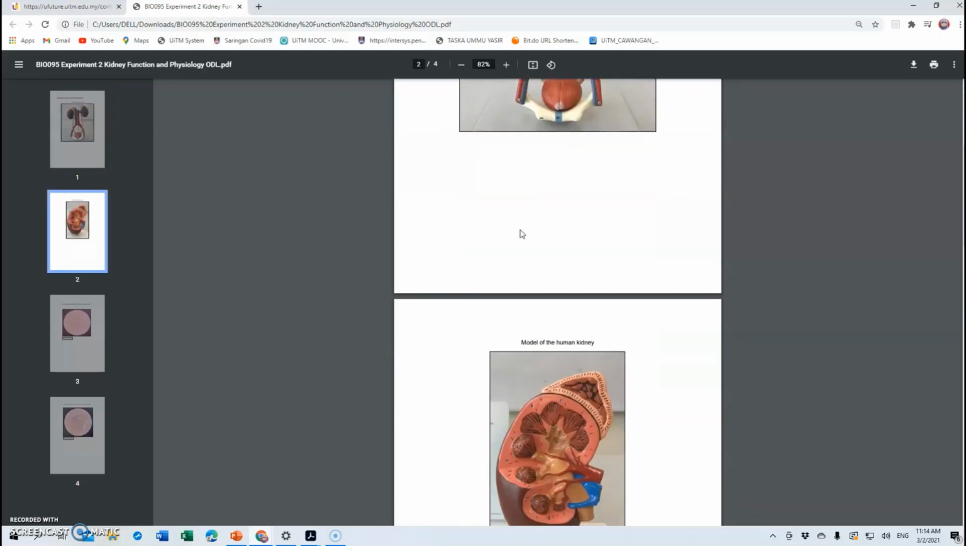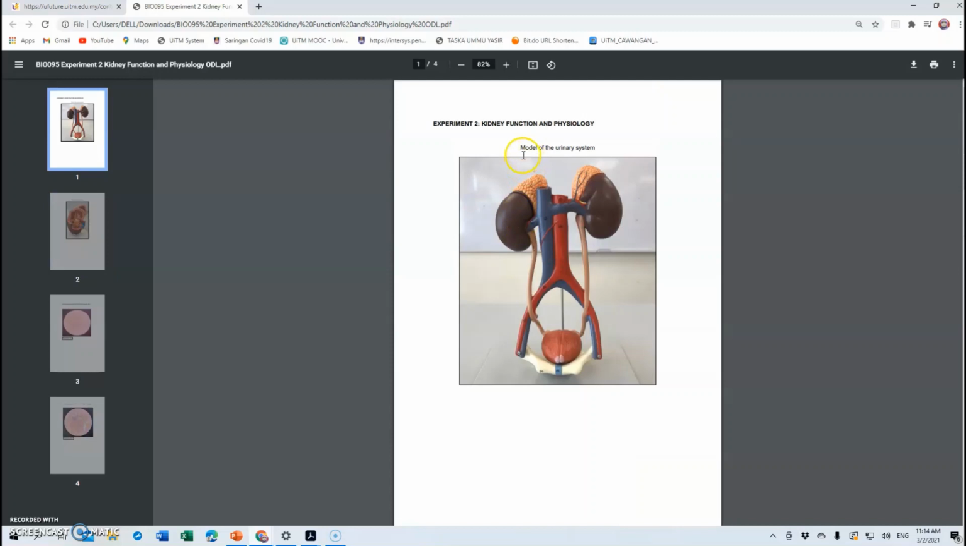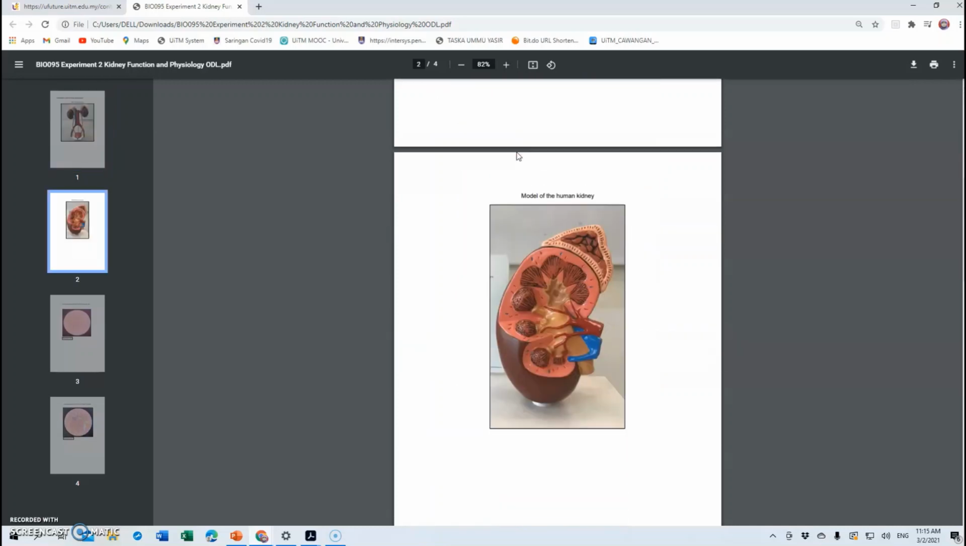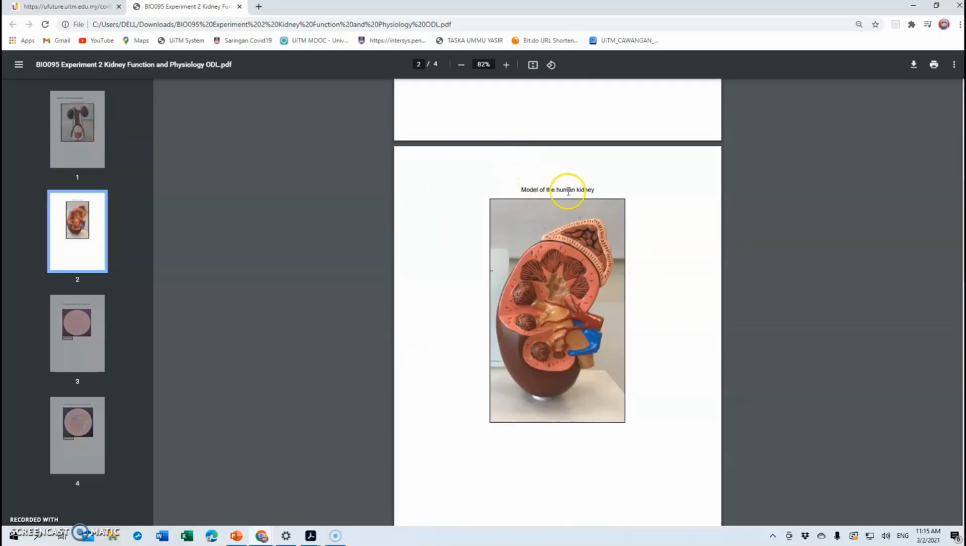Okay. So the second model that you have to draw, make sure that when you draw your model, you label it. So this is the model of the urinary system. If you do not label your drawing or your diagram, marks will be deducted. So make sure you draw it neatly, label all the structures, and label the diagram here as well. The second diagram here is the model of the human kidney. So here is the human kidney.